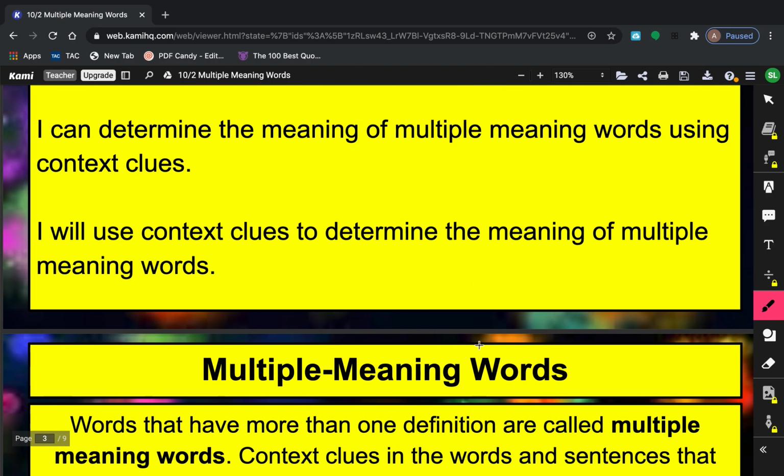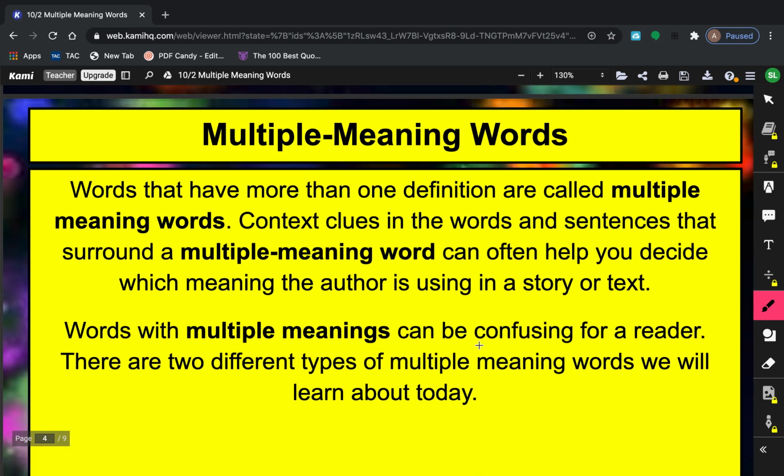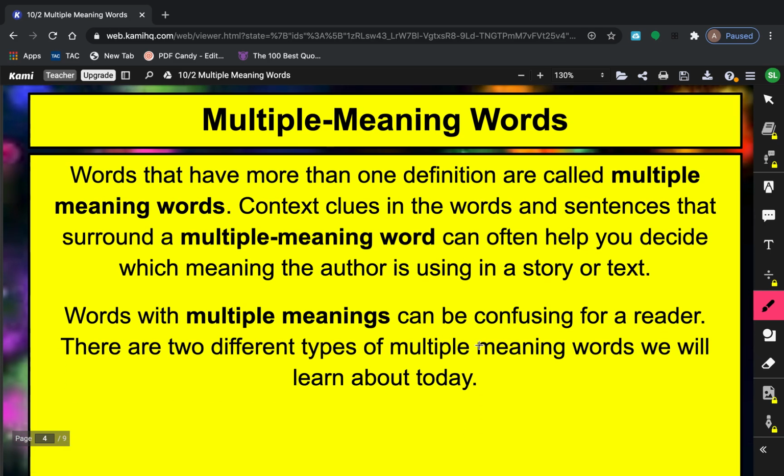So let's take a look at what multiple meaning words means. Words that have more than one definition are called multiple meaning words. So this means a word that means more than one thing. Context clues in the words and sentences that surround a multiple meaning word can often help you decide which meaning the author is using in a story or text. Words with multiple meanings can be confusing for a reader. There are two different types of multiple meaning words we will learn about today.